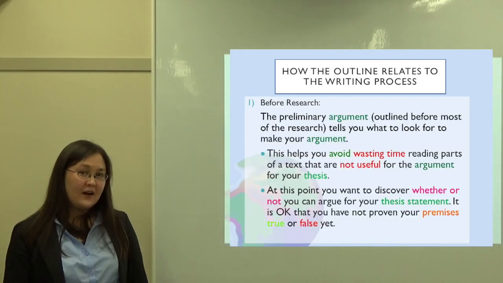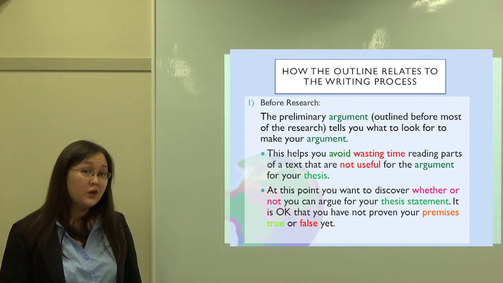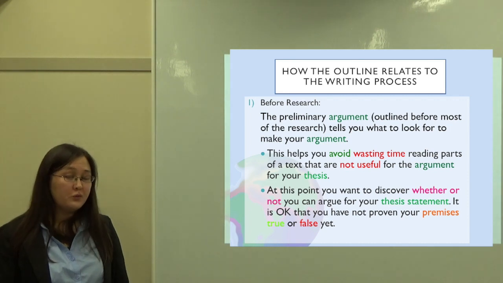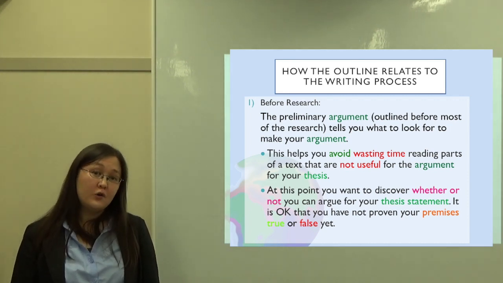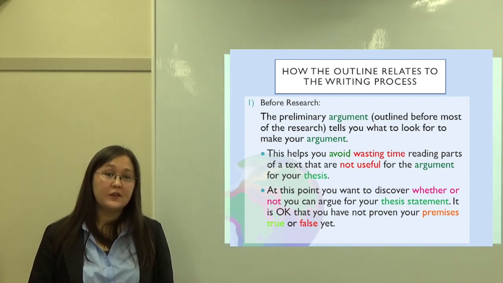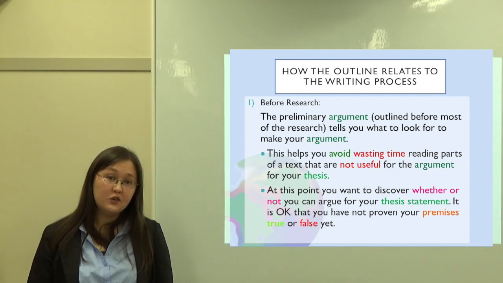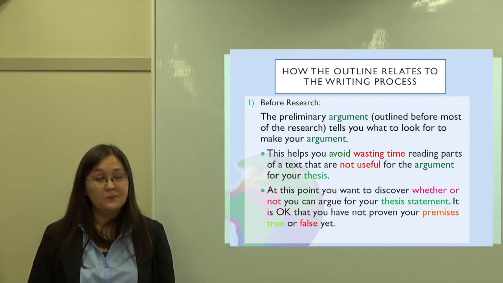So how does the outline relate to the writing process? First, we write this outline before we begin the research. Then the outline can guide our research so that you're focusing on the information in your research that will be useful for proving your thesis statement.